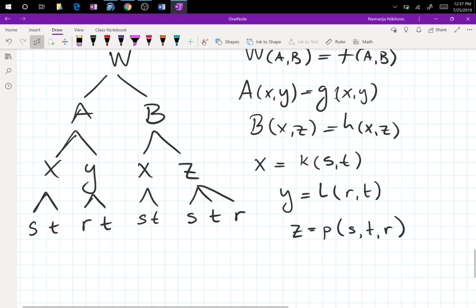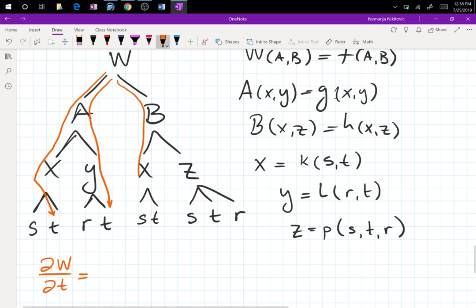So let's say you want, let's go orange, partial W, partial T. You have to come up with all of the paths that connect W and T. So you will go W through A through X into T. W through A through Y into T. W through B through X into T. W through B through Z to T. You have 4 paths that connect W with T. You will have 4 terms in your partial formula.